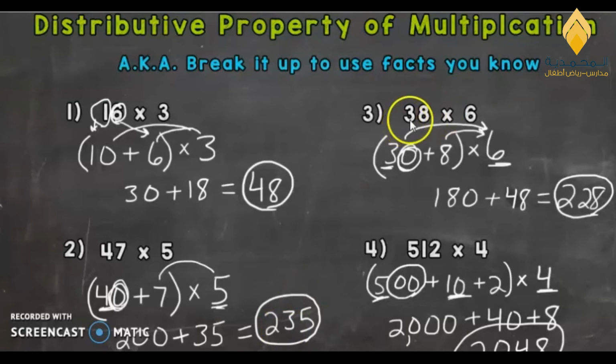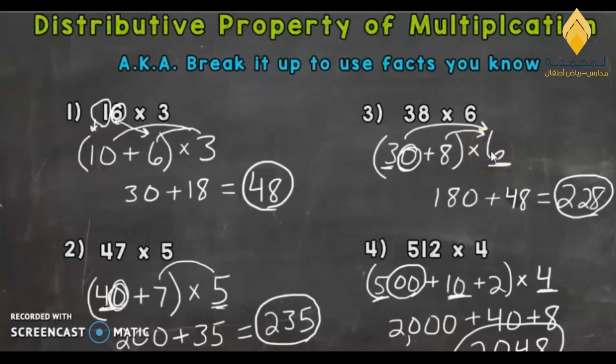Another example, 38 times 6. Look at this two-digit number and break it down into 30 plus 8, because the value of the 3 here is 30, and the value of 8 here is 8. So 38 equals 30 plus 8. Put them between brackets and multiply it by 6. Then multiply 6 by the two numbers.